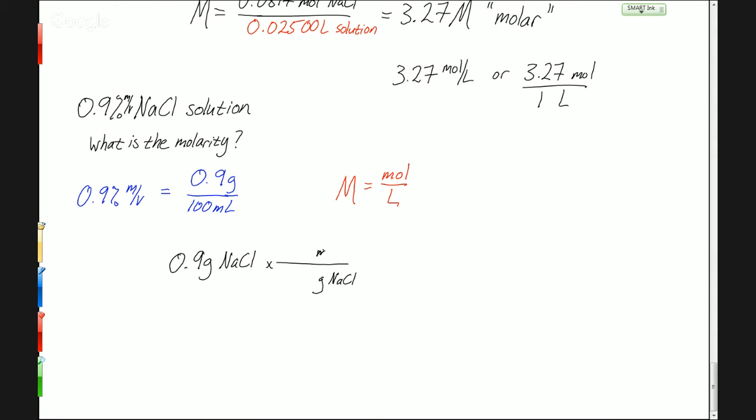Please make sure to review these mole conversions and calculations for the exam. This will definitely be on there.